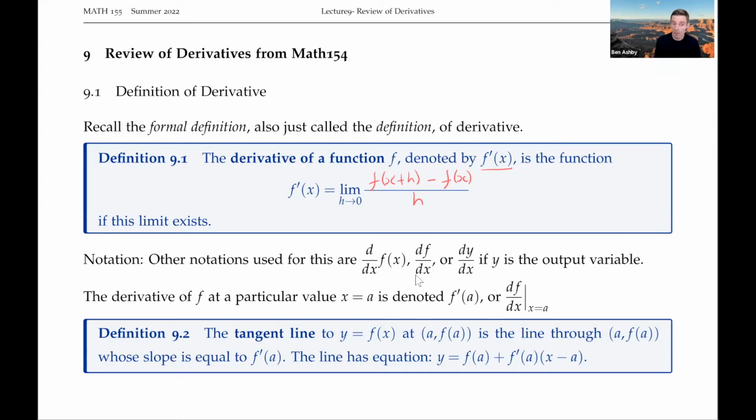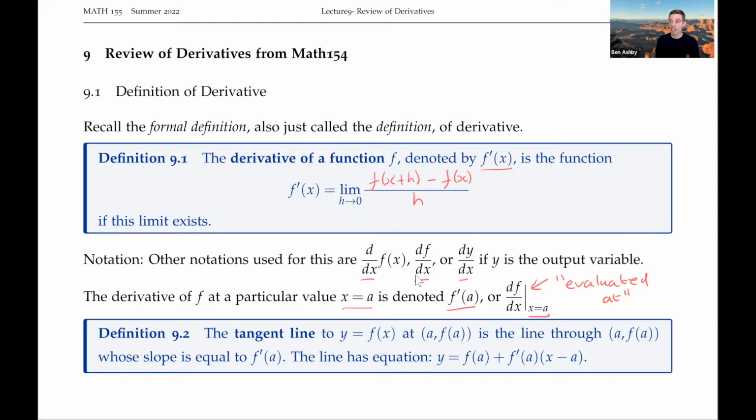We can write it as f prime of x. We could also write it in various other ways. For example, d/dx of f of x, or df/dx, or dy/dx if y is our output variable. And we say that at a particular value a, x is equal to a, our derivative is just, we sub in that a to our f prime, so we get f prime of a, or we can say df/dx evaluated at, so this vertical bar here just means evaluated at x equals a.